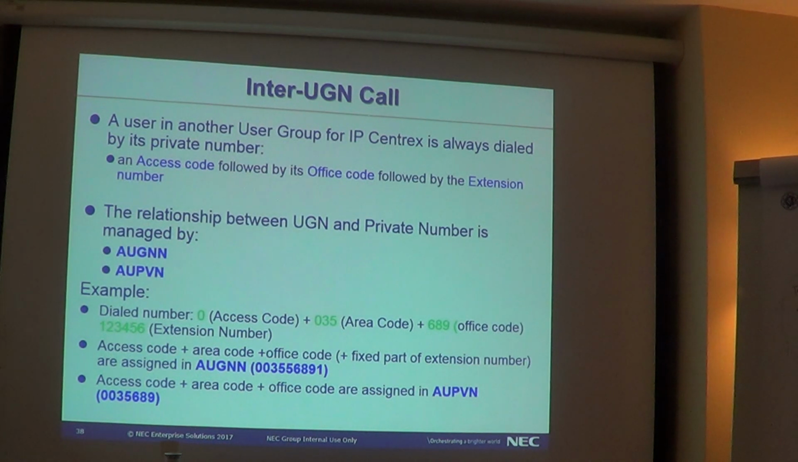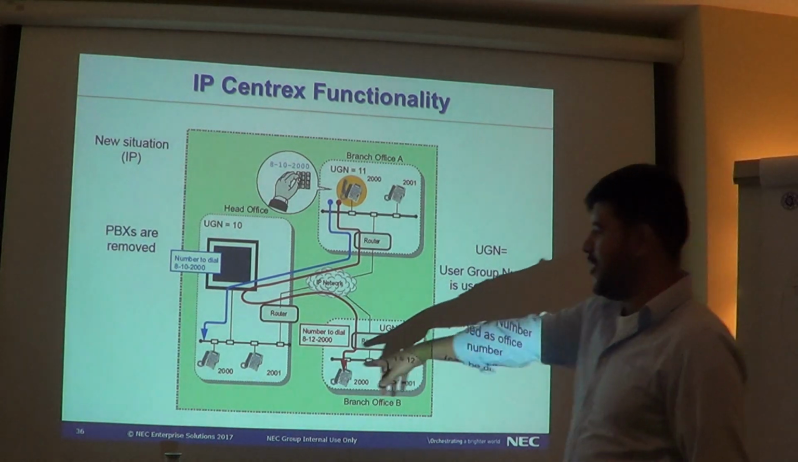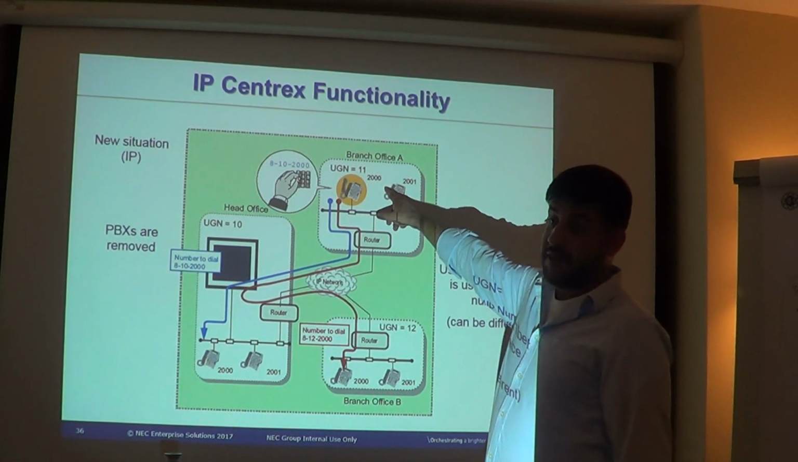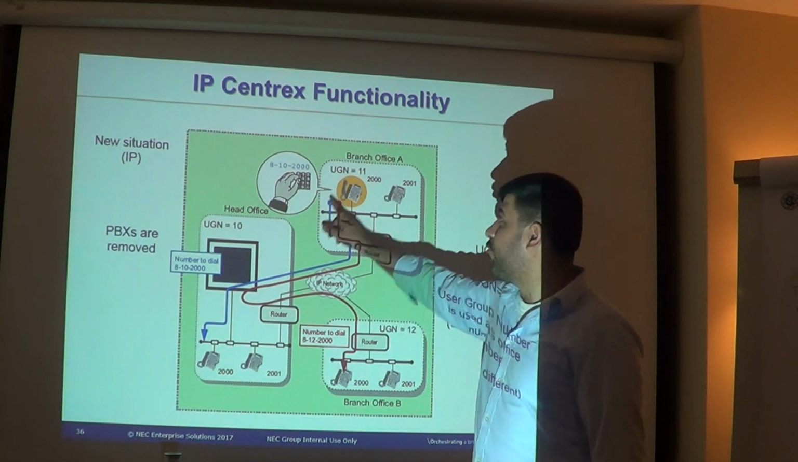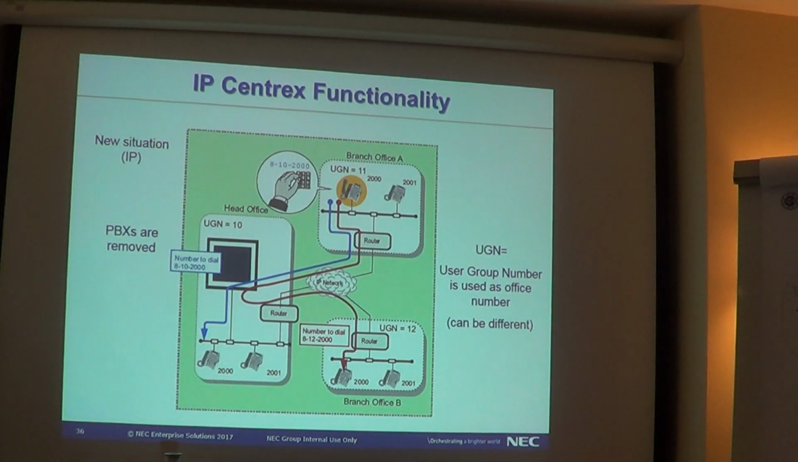That means in this scenario, I cannot dial 2000 to reach here. 2000 means this extension. But if I want to call this 2000, I have to dial the private number, which is the number over nodes or over areas.